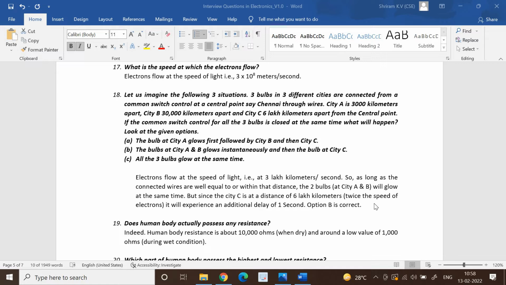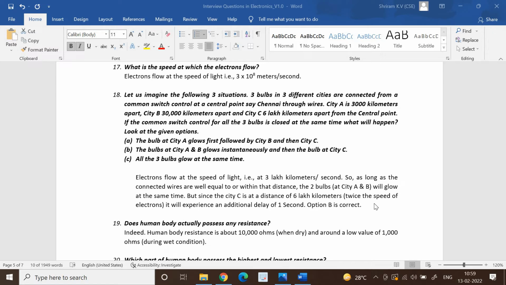Electrons flow at the speed of light. That's the previous question. The electrons flow at the speed of light and it is 3 into 10 to the power of 8 meters per second. That is 3 lakh kilometers per second. So, as long as the connected wires are within that distance, say for example, in this case, city A and B are well within that distance which we have as the specification and hence they will glow at the same time.